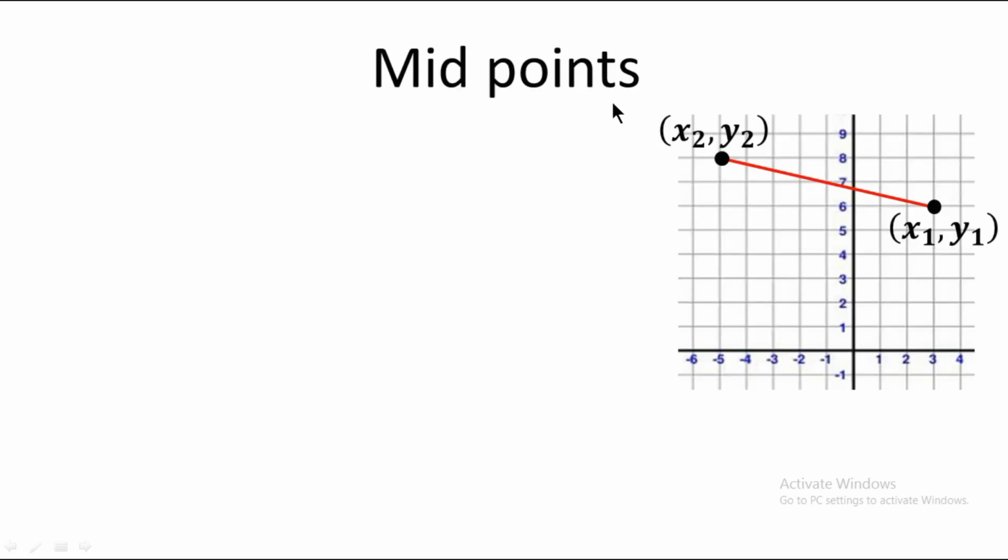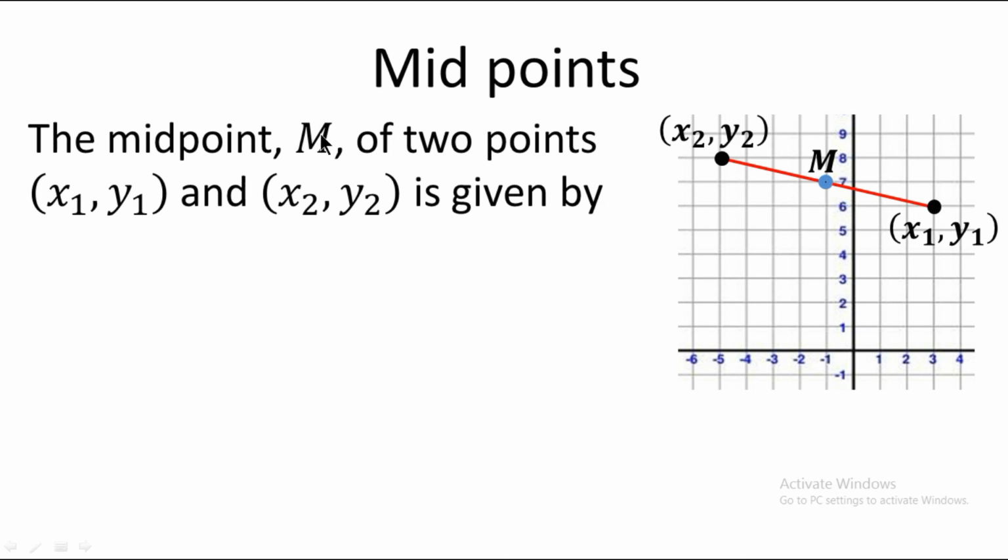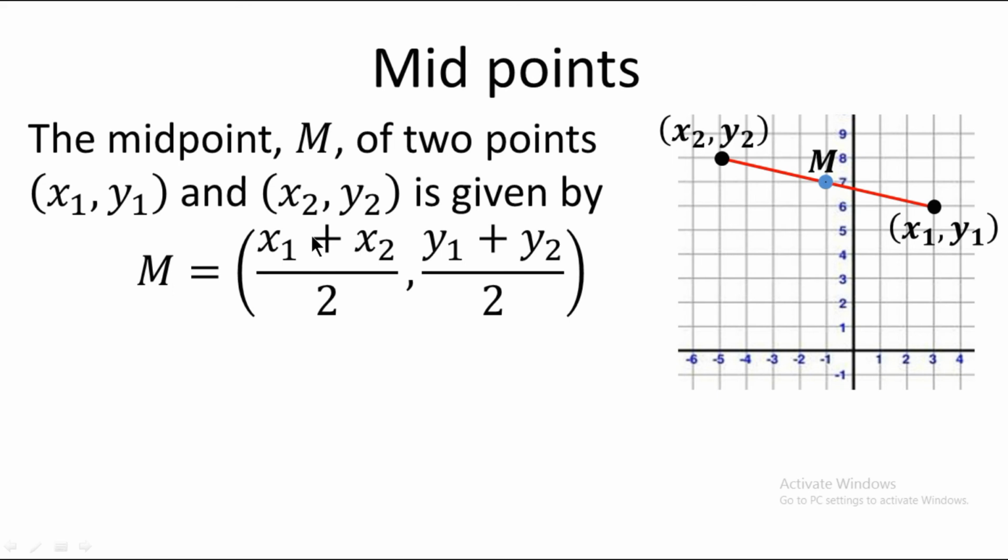Now, how to find the midpoint between 2 points? Let's see here. This point is x1 comma y1, and this point is x2 comma y2. So the point M is the midpoint between 2 points. M divides the distance between these 2 points into 2 equal parts. So the midpoint M of 2 points x1 comma y1 and x2 comma y2 is given by M equal to (x1 plus x2) over 2 comma (y1 plus y2) over 2. This number represents the x coordinate and this number represents the y coordinate.